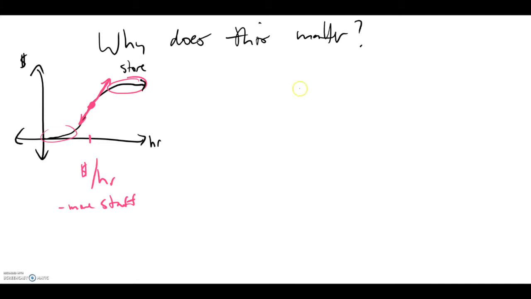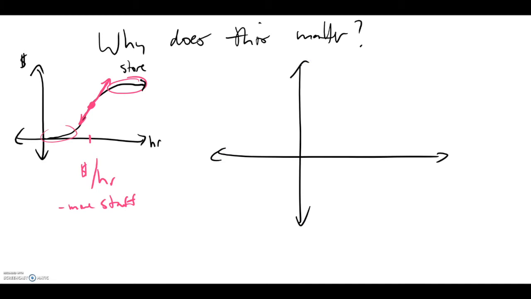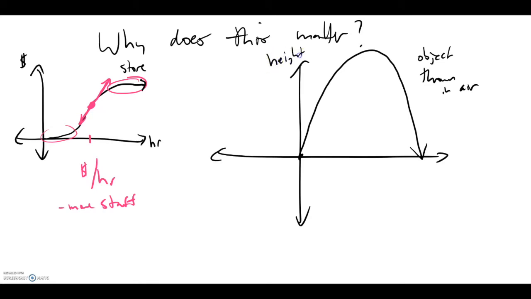Another example, and this is going to be something that's going to stick with us for most of the year, and it's the idea of objects in motion. So say we have an object thrown in the air. Could be a person going through the air, could be any sort of projectile you can imagine, baseball, soccer ball, whatever you want. Now let's let this axis be height and this be seconds.